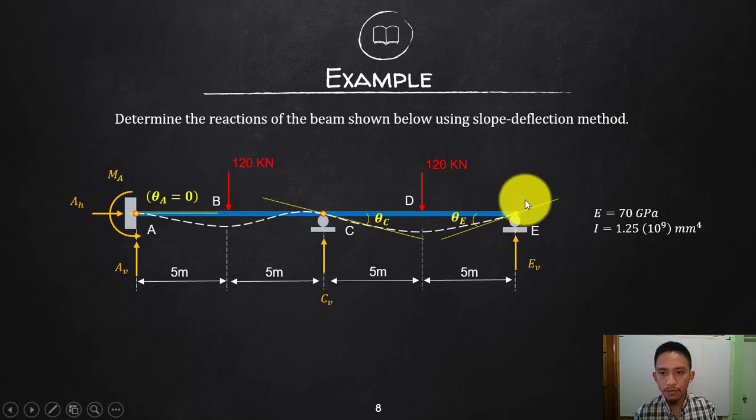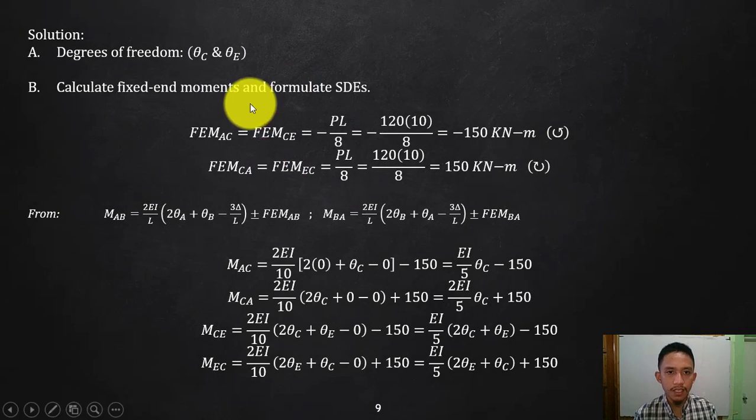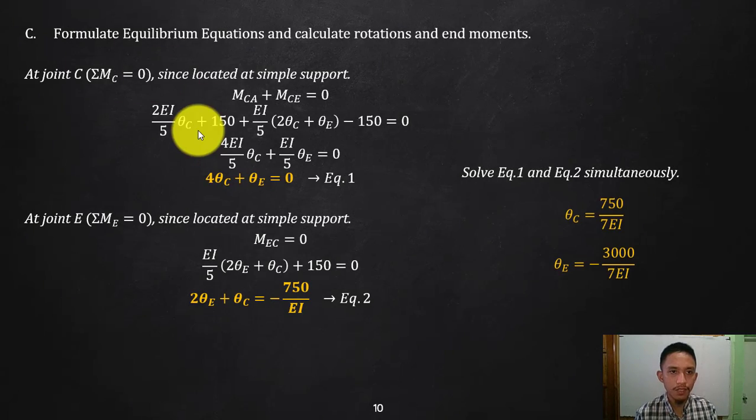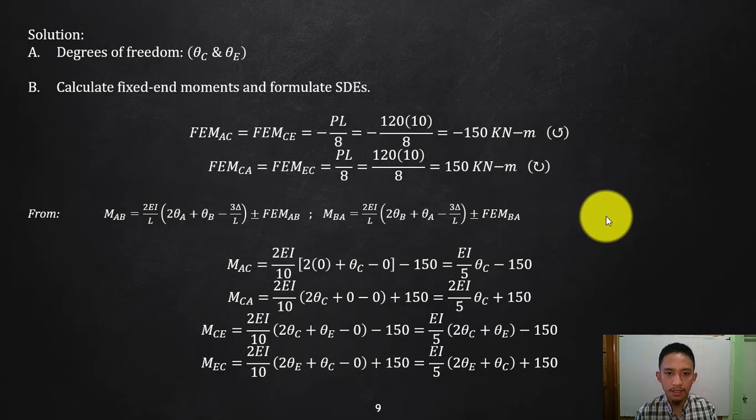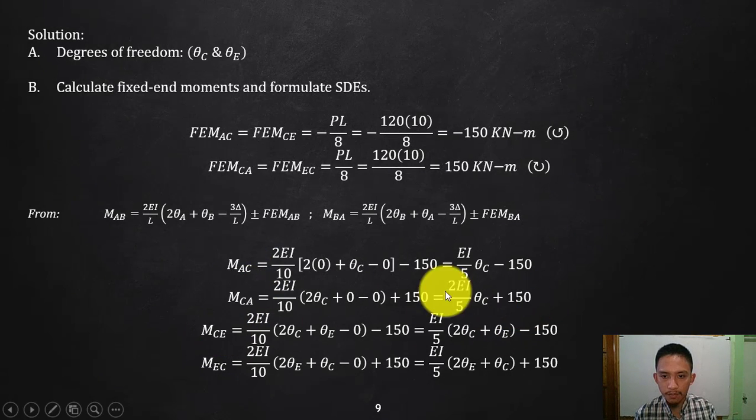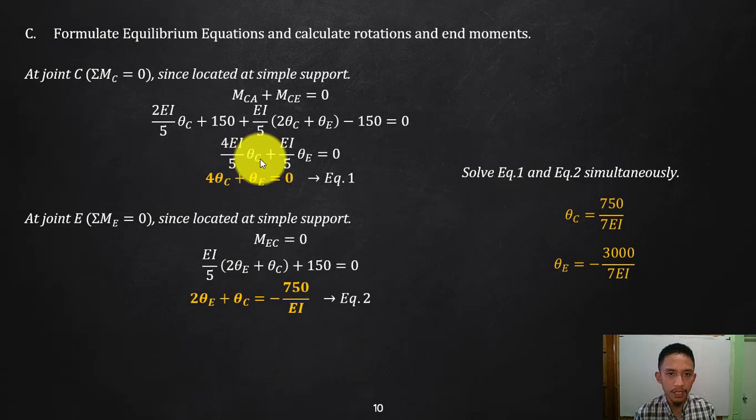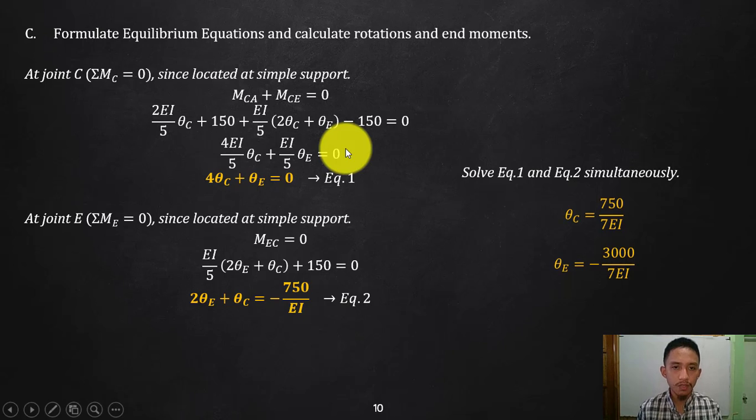And then later on, we will go to point E. What we will just be equating to 0 is your MEC. So again, that is how we will end up with your first equilibrium equation. MCA plus MCE is equal to 0. So I will get your MCA and MCE, summate them, and that should end up 0. So that is why we will be having your first equilibrium equation.